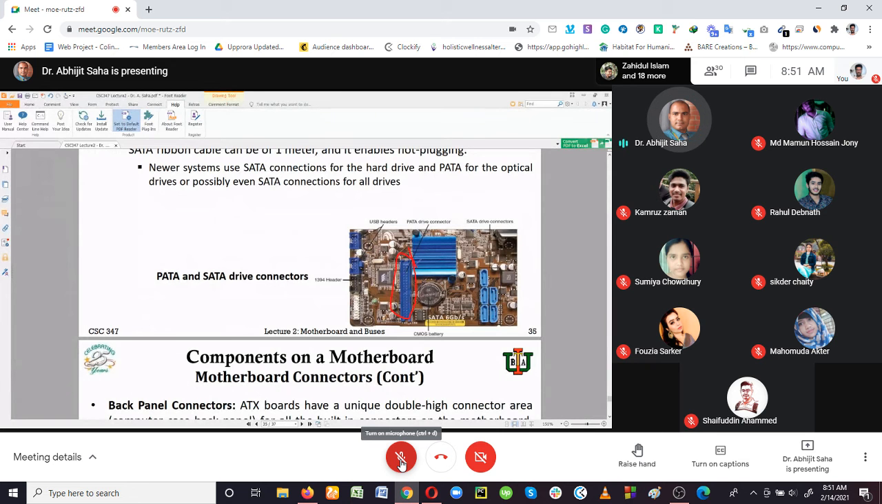I have already said to you maybe that here we are using the PATA cable, the 40 pin PATA cable. On the cable there is going to be a 40 pin connector, right? So it is going to be a bit bigger.